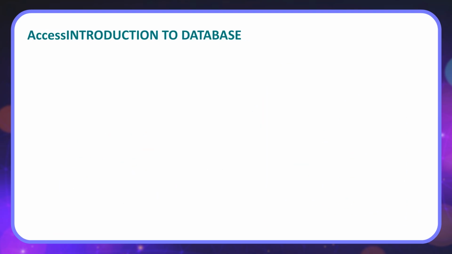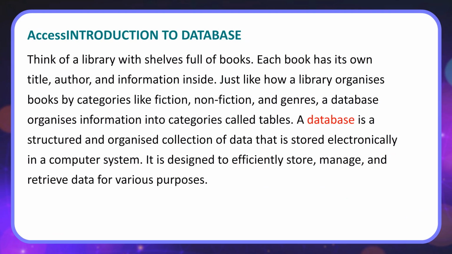Introduction to database. Think of a library with shelves full of books. Each book has its own title, author, and information inside. Just like how a library organizes books by categories like fiction, non-fiction, and genres, a database organizes information into categories called tables. A database is a structured and organized collection of data that is stored electronically in a computer system. It is designed to efficiently store, manage, and retrieve data for various purposes.